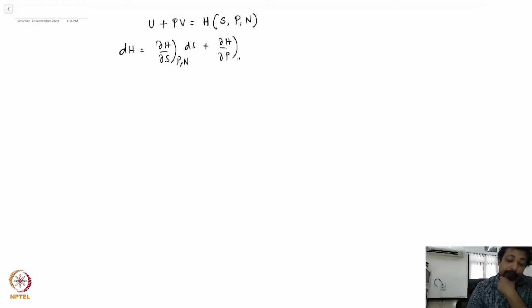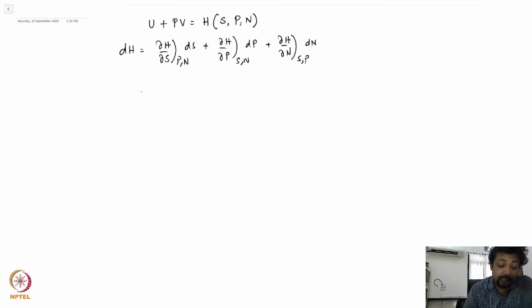Then we had U plus PV, which was the enthalpy, and we said that this is a function of S, P and N. So if this is a function of S, P, N, then we said that this is going to be ∂H/∂S, with P and N held constant, dS, plus ∂H/∂P, with S and N held constant, dP, plus ∂H/∂N, with S and P held constant, dN.